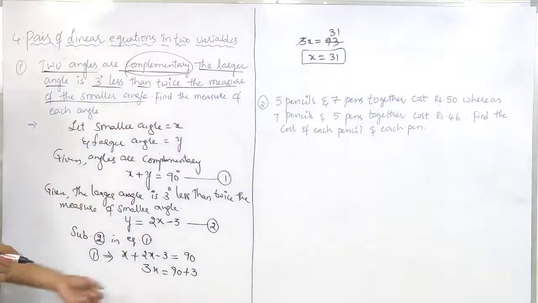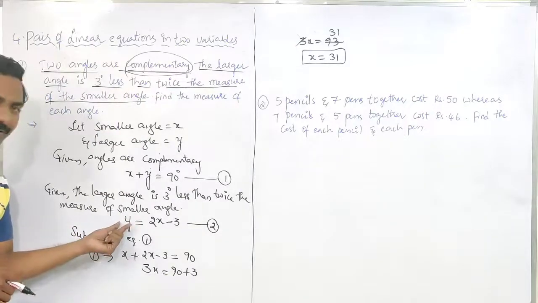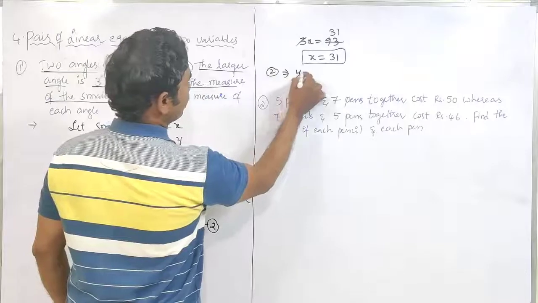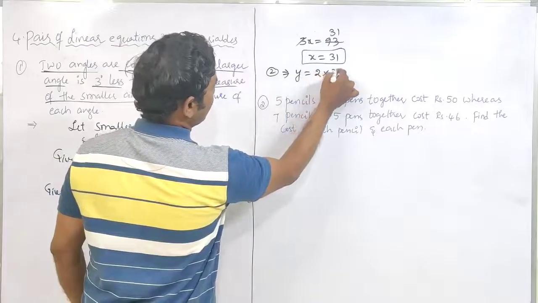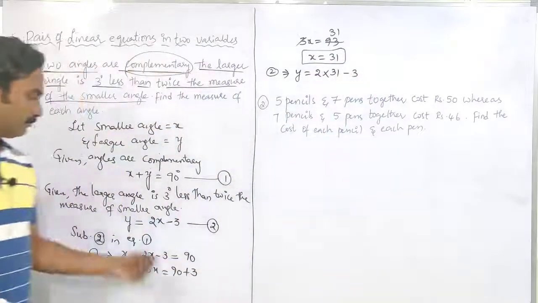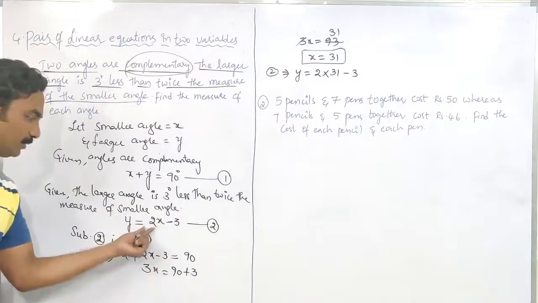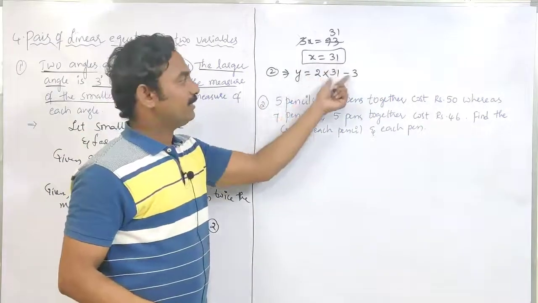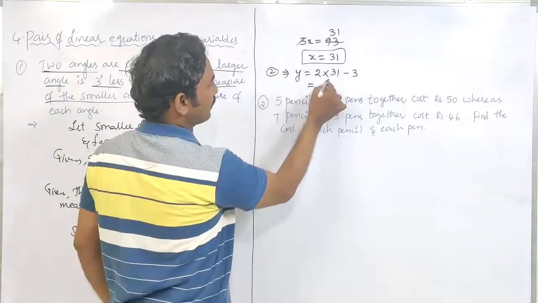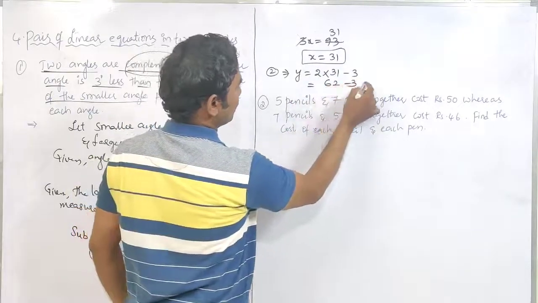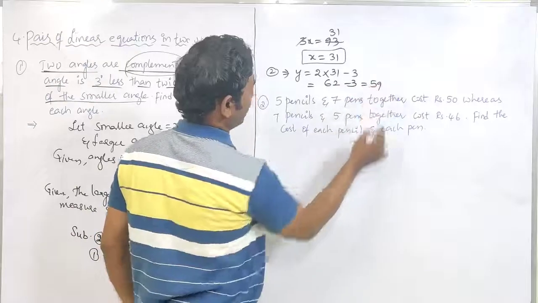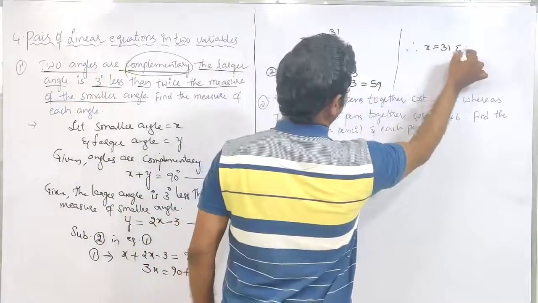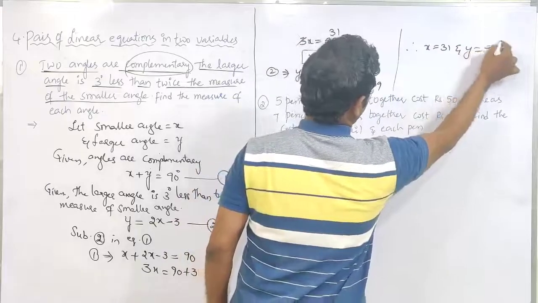We need to find out the other angle y. From the second equation, y is equal to 2x minus 3. x value, 2 into x value minus 3. 2 into the value of x is 31 minus 3. 31 2s are 62 minus 3 is 59. So therefore x is equal to 31 and y is equal to 59.